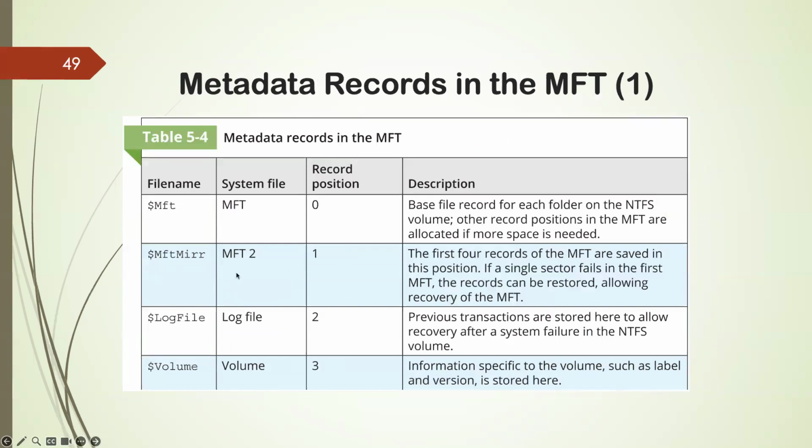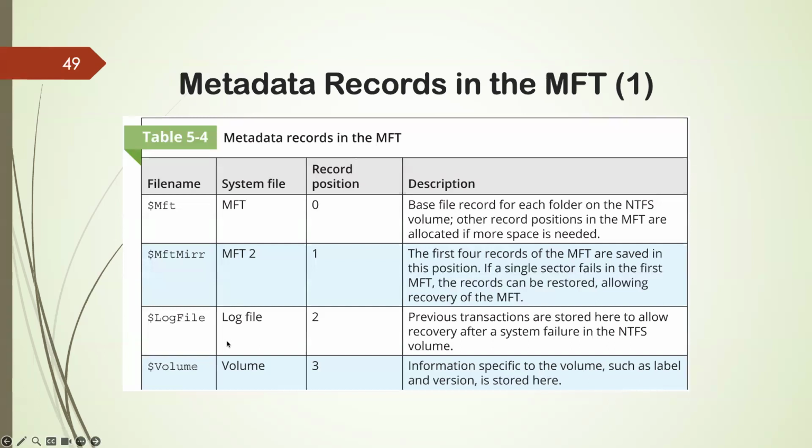Both the MFT and MFT2, which is a copy, are used to store records for different files. All the files, folders, and directories will have one record in this MFT table. This is the description of these entries and how they can be found. All of these system files begin with the $ sign. So $MFT means master file table. Then we have a mirror copy, which is MFT2.